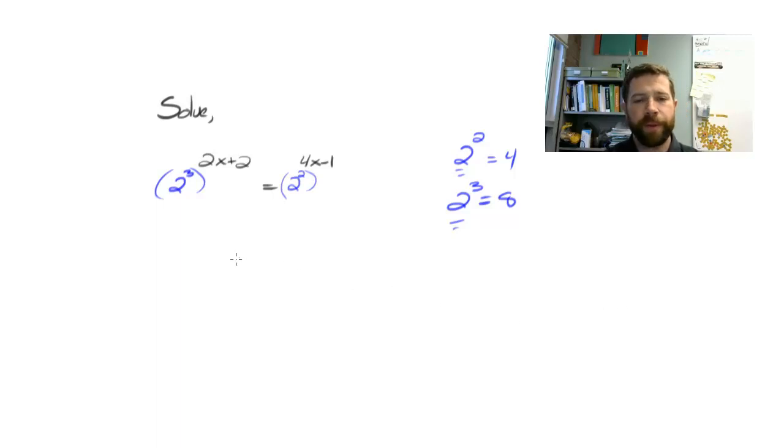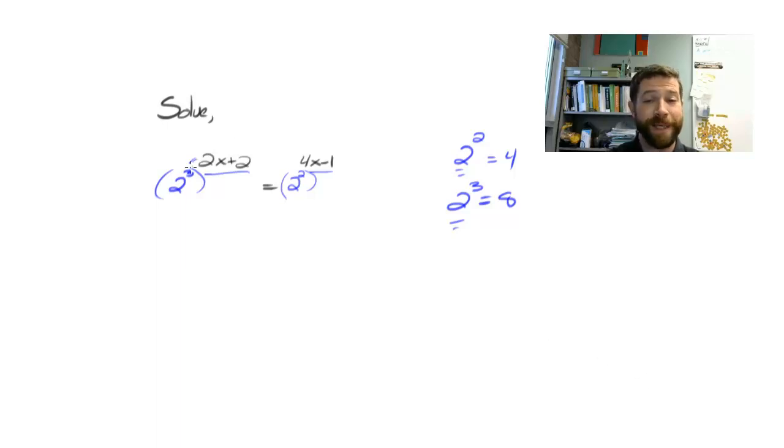Then what we do, so I have now 2 to the third raised to the 2x plus 2, and I have 2 squared raised to the 4x minus 1. I'm going to use the property of exponents that says if I raise an exponential expression to an exponent, I end up multiplying these exponents together. And when I multiply, I need to make sure I remember to use distribution here.